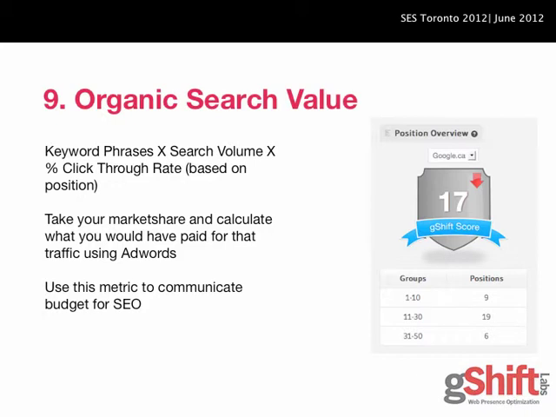Organic search value is very similar. The only thing that we're doing here is looking inside of AdWords to see how much I would have had to pay for that search volume. So we can take a look at, based on market share, what it would cost us to be number one, and if you apply that to your actual market share, you could say this is the kind of value I'm getting on a monthly basis. Again, these are metrics that I can provide to the management team or people in my organization to help communicate the value of organic search.